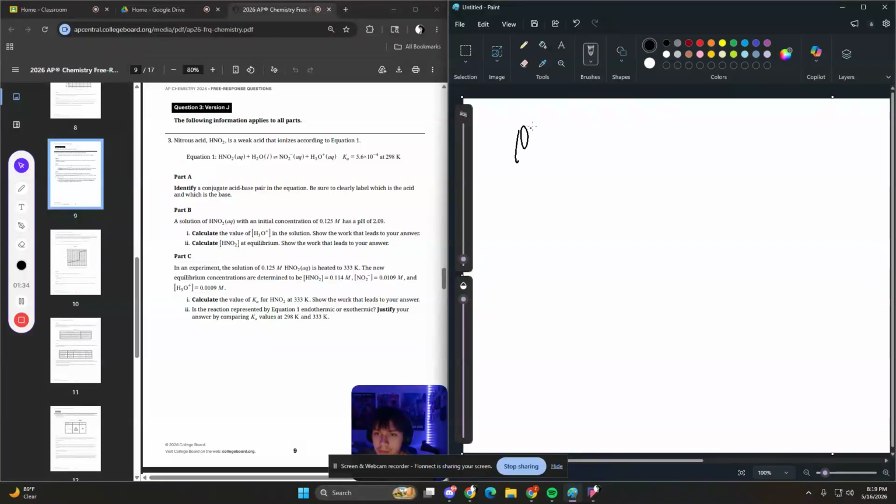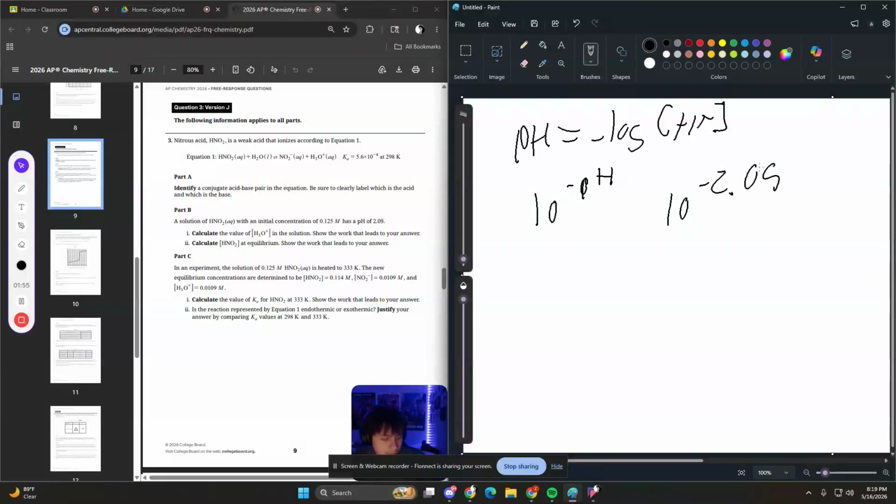So if we just remember that pH equals negative log of our concentration of hydrogen ions, then we can just work this out to go backwards. So then we would get our answer by doing 10 to the negative pH, which would be 10 to the negative 2.09. Put this into the calculator, and we get 8.1 times 10 to the negative third. So that is our answer for the first part of part B.